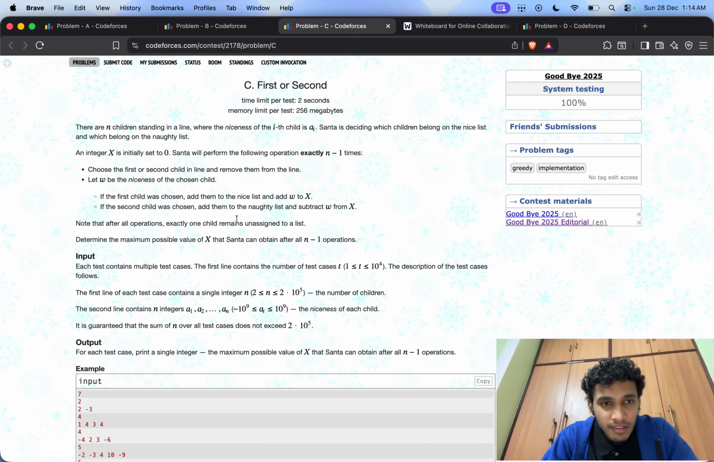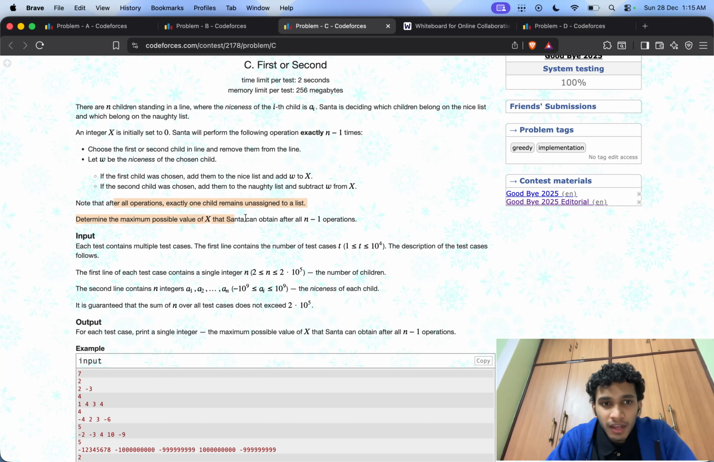An integer x is initially set to 0. Santa will perform the following operation n minus 1 times. Choose the first or second child in the list and remove them from the line. Let w be the niceness of the chosen child. If the first child is chosen, add them to the nice list and add w to x. If the second child is chosen, add them to the naughty list and subtract w from x. Note that after all operations, exactly one child remains unassigned to a list. Determine the maximum value of x that Santa can obtain after n minus 1 operations.